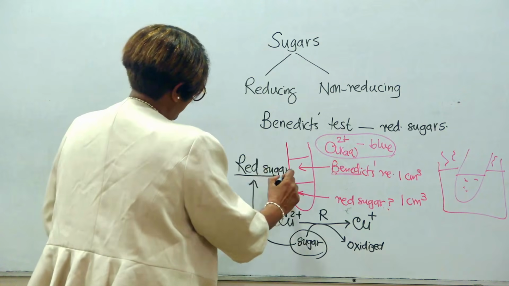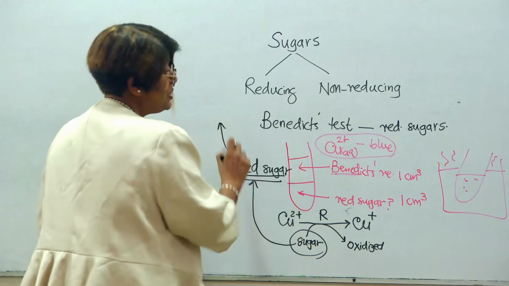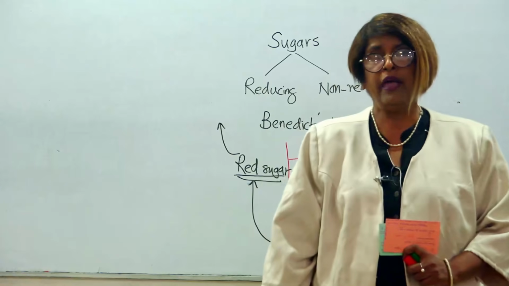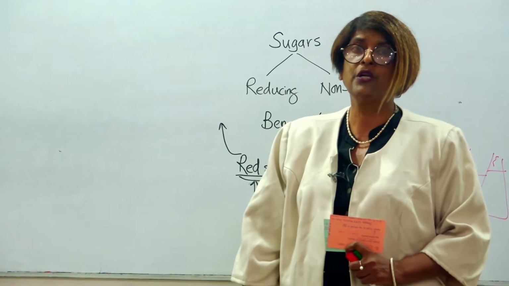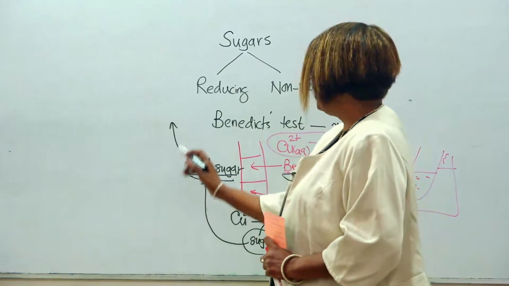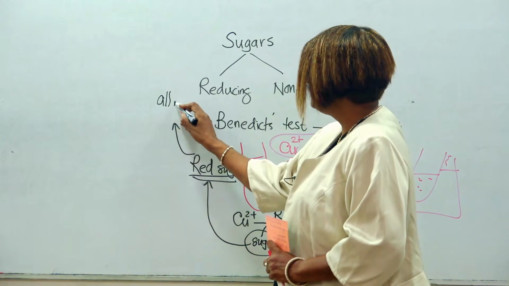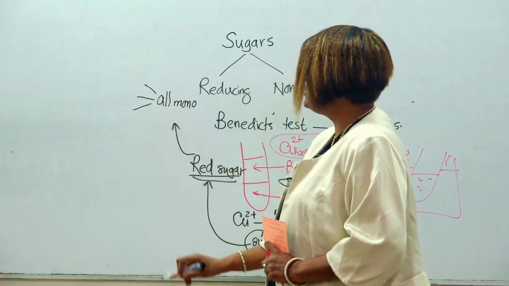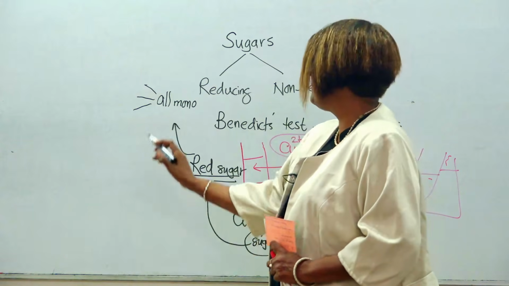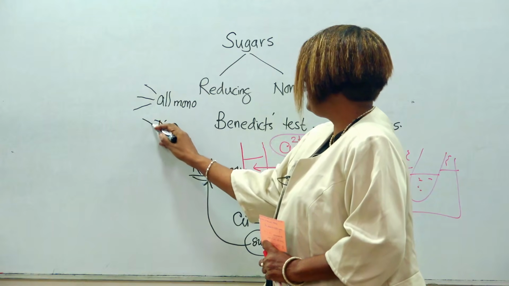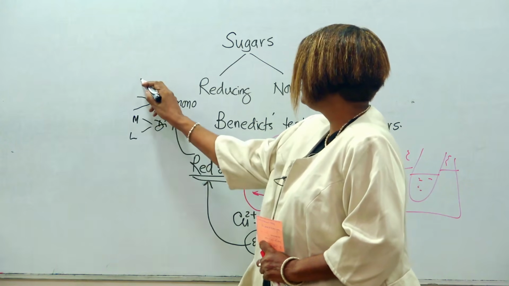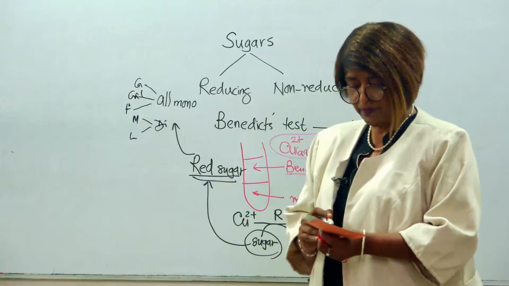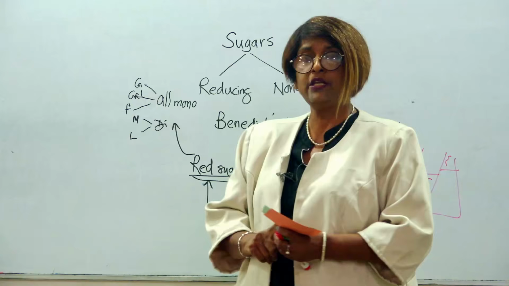So, now we will understand the list of reducing sugars in your syllabus. All the monosaccharides and the disaccharides except sucrose are reducing in nature. So, all the monosaccharides, the glucose, galactose and fructose, and the disaccharides except sucrose, the maltose and lactose, are reducing. Hope you understood the concept behind the Benedict's test, students.